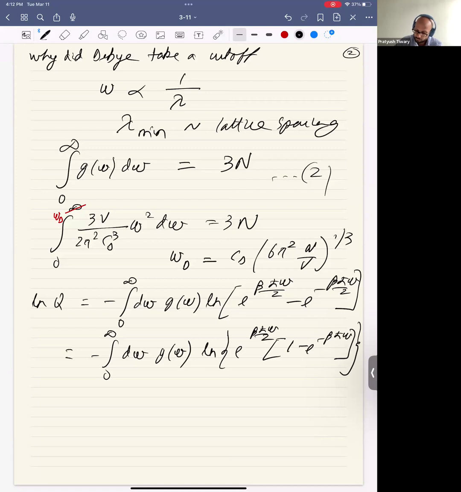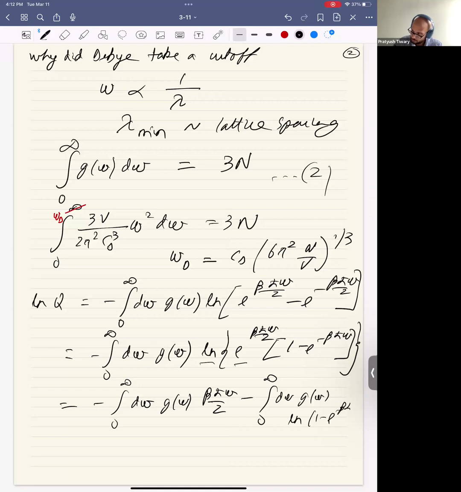This then becomes ln of e to the power beta h cut omega by 2. That is, ln and e cancel out. So you are left with minus the integral from 0 to infinity of d omega g of omega times beta h cut omega by 2, minus the integral from 0 to infinity of d omega g of omega ln of 1 minus e to the power minus beta h cut omega. What we are going to do today is basically a bunch of algebra, but it's still important because it shows you the process of how you work through everything. So this is our equation number 4. This is the expression for ln Q. Any questions about this? It's just algebra and you are all masters of algebra, so I imagine there are no questions.